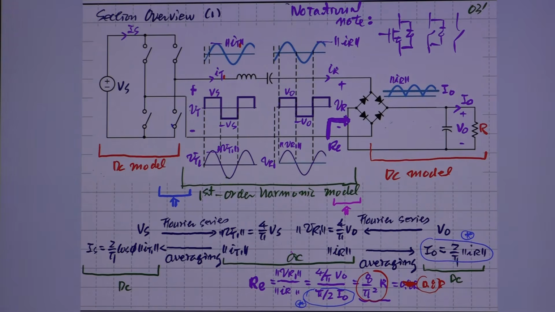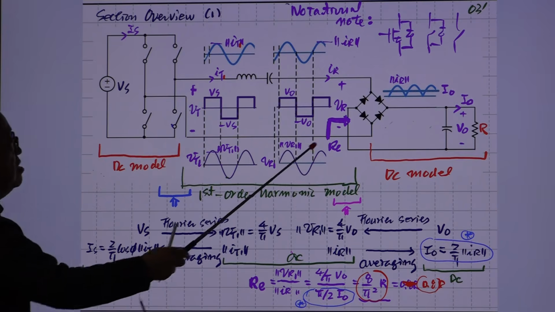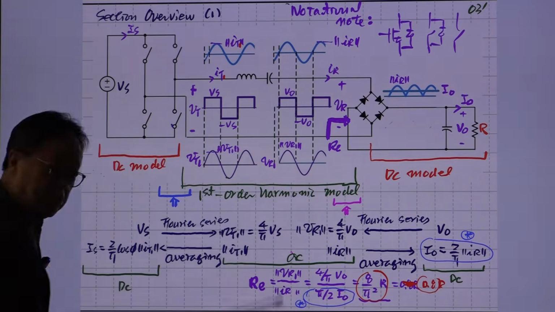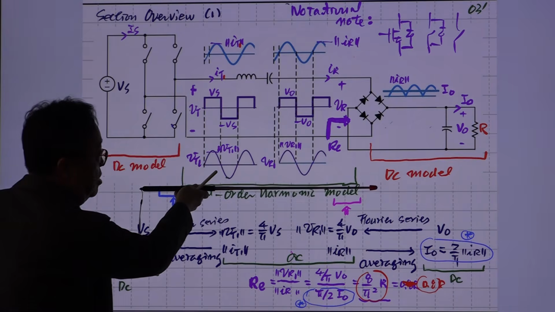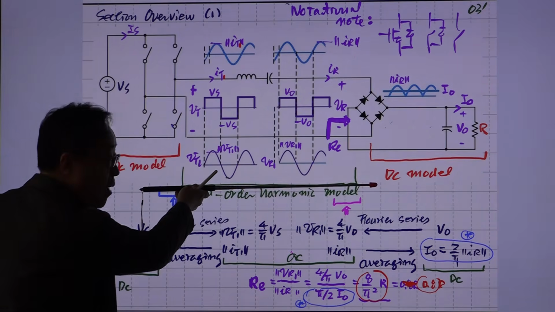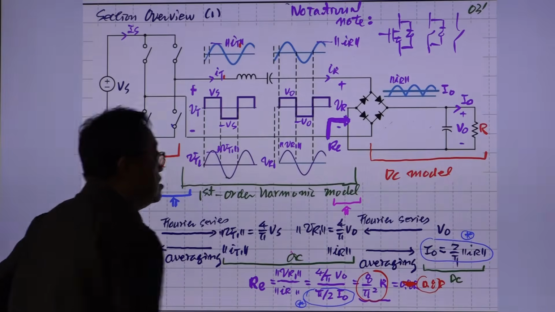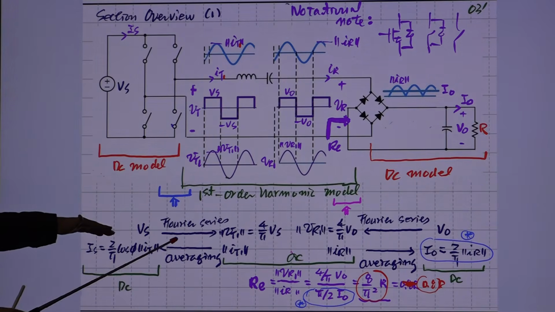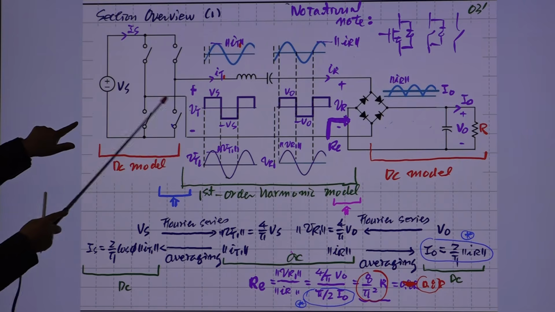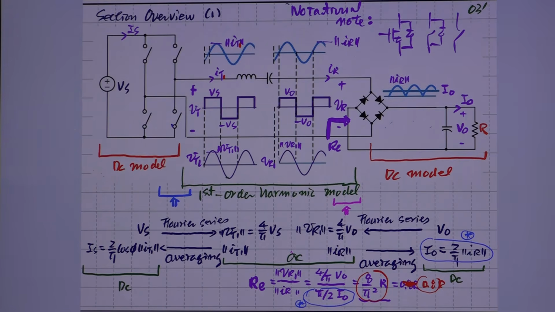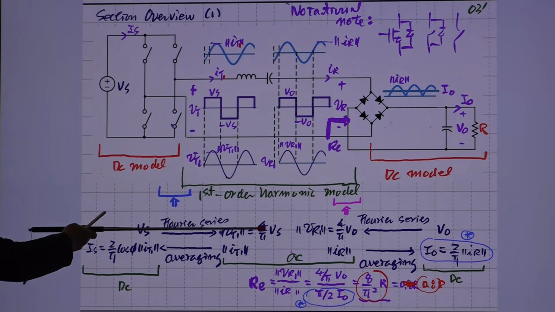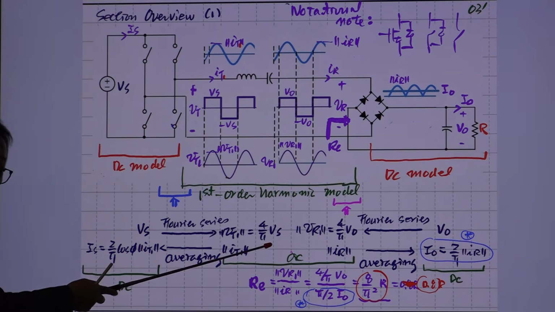What we are trying to relate is the DC input and the DC output through this AC circuit, so that is shown here. We call this the DC model, and this is the first harmonic model, or AC model, or sinusoidal model. DC is coming in. If this voltage is Vs, then the magnitude of the fundamental component of the tank voltage, using the Fourier series, is shown here.